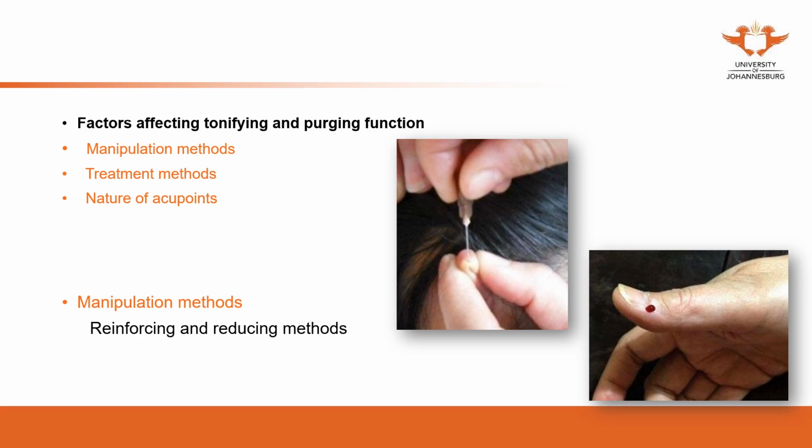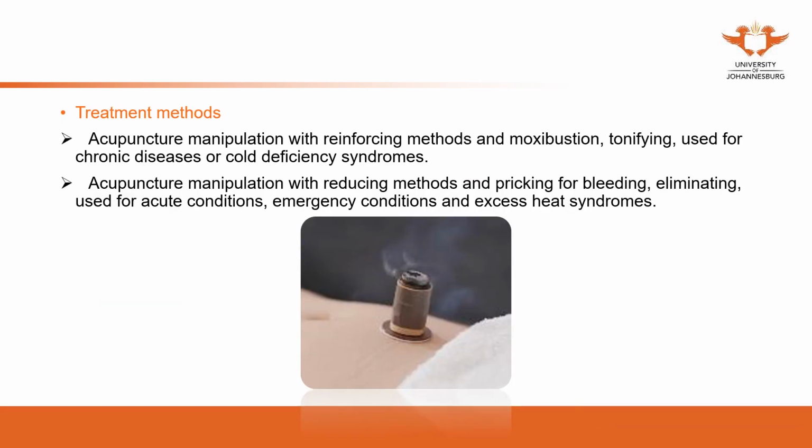All these points have both functions of reinforcing and reducing. So these are some examples. The treatment methods: different treatment methods we can use depend on the condition, either excess or deficiency. You can use acupuncture or Moxibustion. You also can use the 3-edge needles to prick for bleeding.